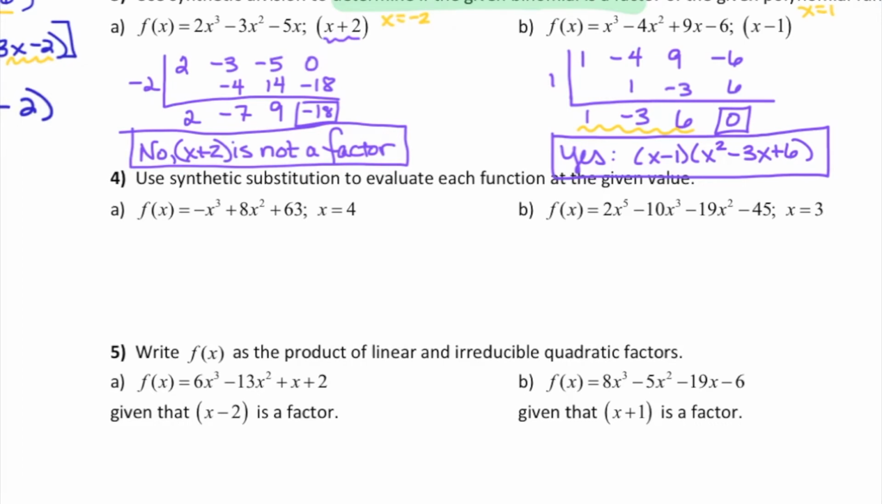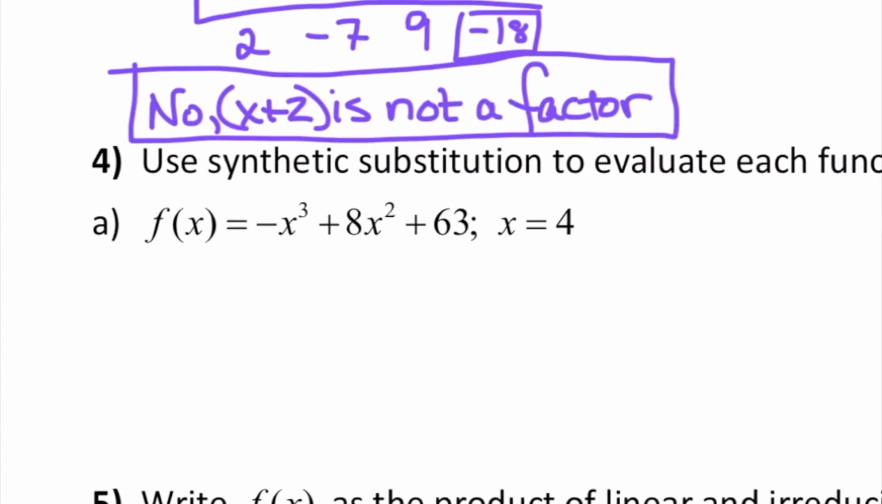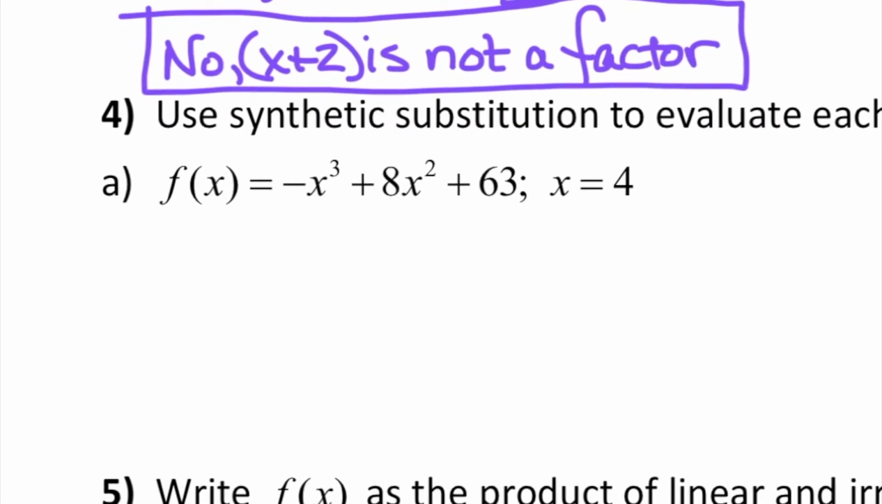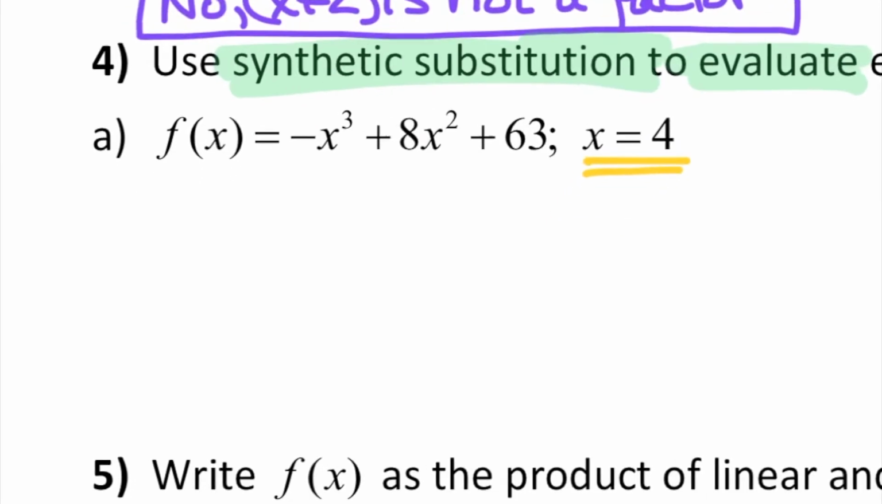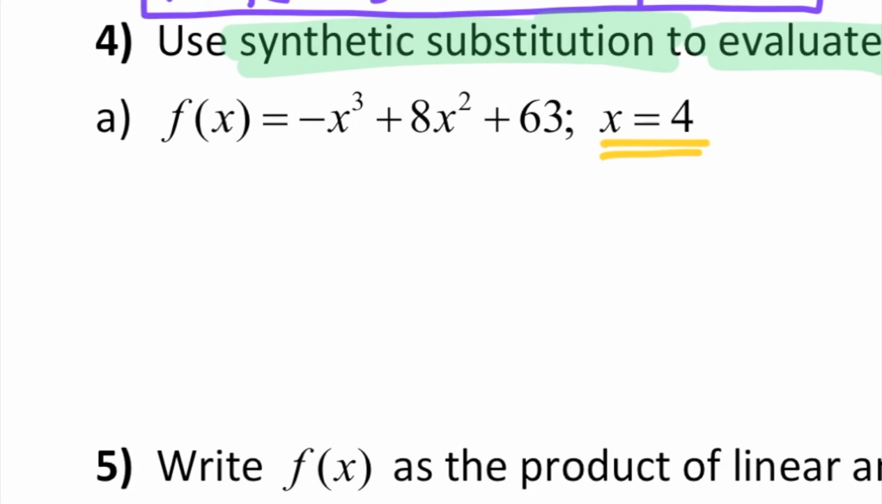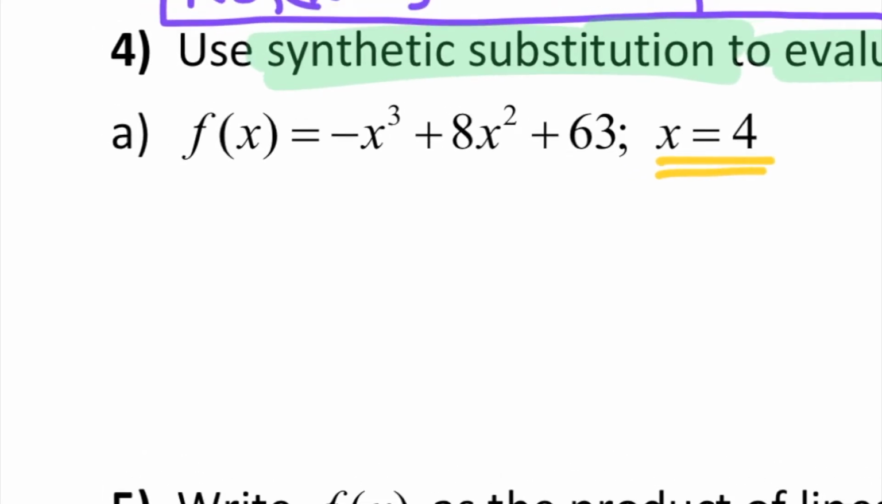Now, for number 4, using synthetic division for evaluating a function, we like to call that synthetic substitution. It's still just synthetic division, and you're, again, dividing by this number. Don't change the sign this time, because you're dividing by exactly x equals 4. Notice that you're missing an x term, so you're going to need to use a 0 here. And so my coefficients are -1, +8, 0x, and 63.